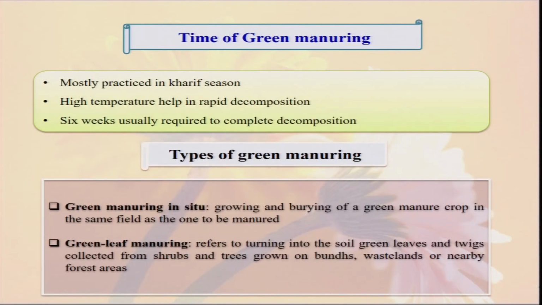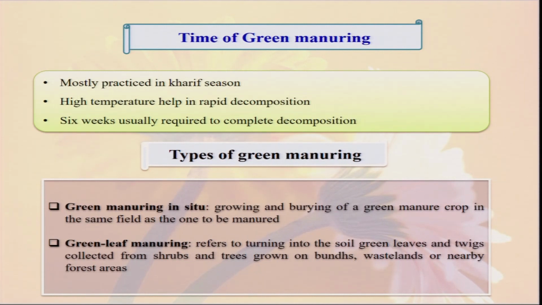The time of green manuring is mostly the Kharif season, and high temperature helps in rapid decomposition. When the temperature is a little lower, the decomposition process is also slower, but generally 6 weeks are needed to complete the decomposition. So the time of green manuring is very important, because in the Rabi season, if we grow some green manure crops, the temperature is low, so the decomposition process will be slow.